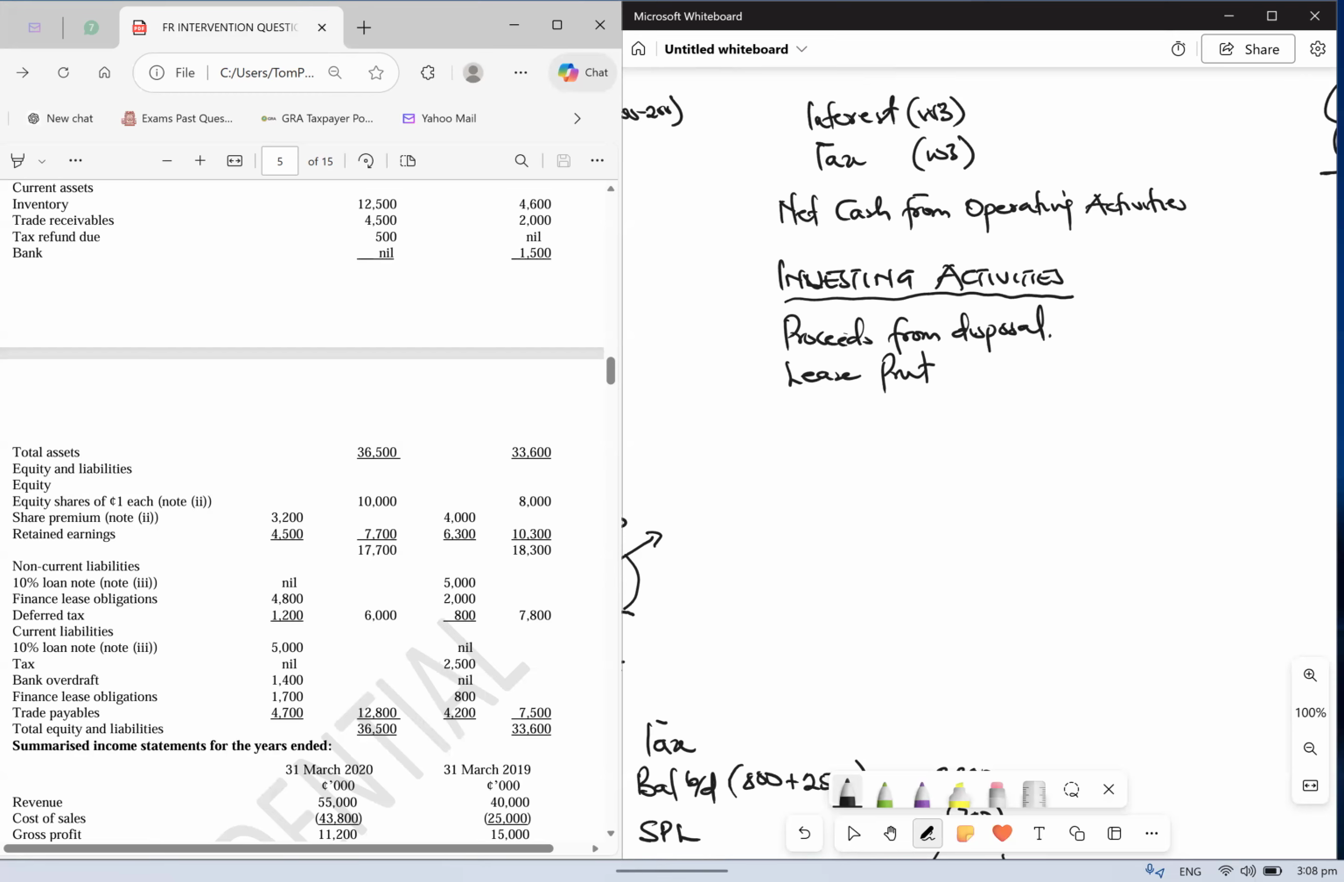So let's go to our financing activities, and that will make us do our last workings. Financing activities. It starts with stated capital activities.